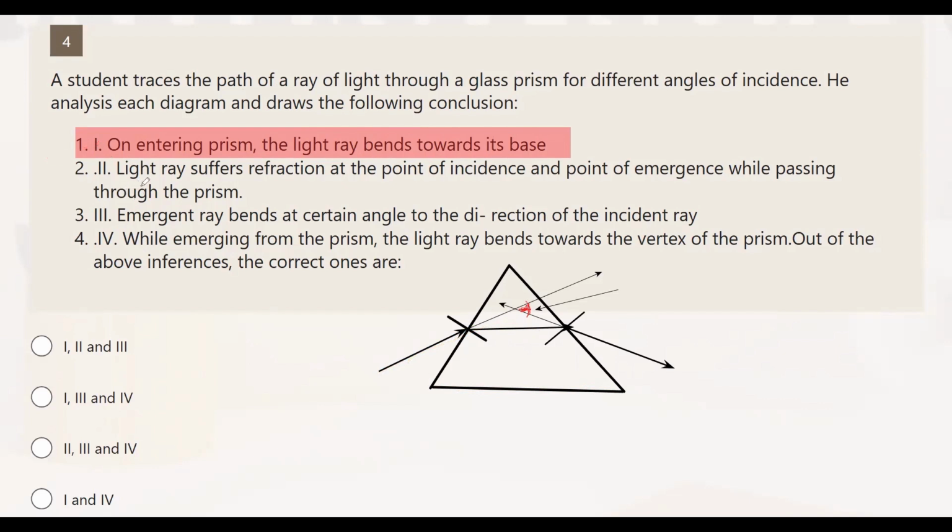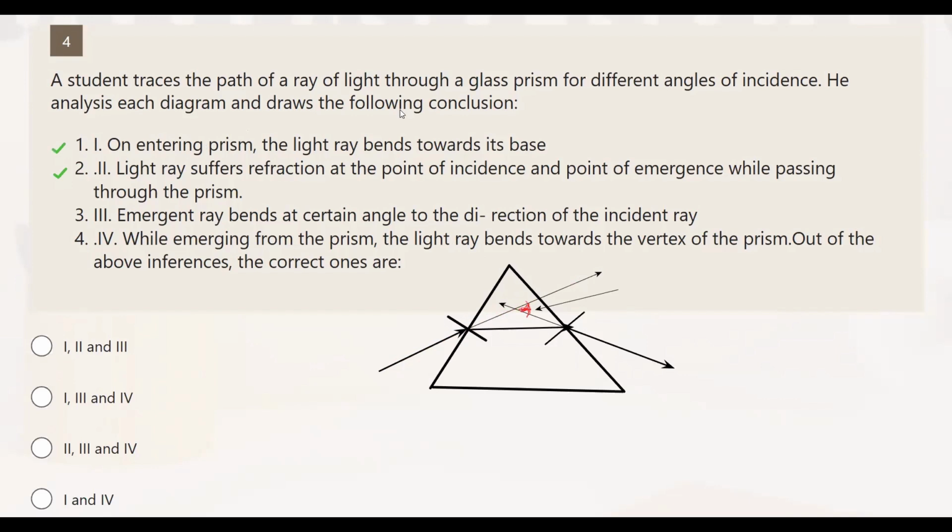The second option says the light ray suffers refraction at the point of incidence and at the point of emergence. That's very true. You know that as a ray of light passes through two mediums, when it changes the medium, it changes its direction. Very clear from here that refraction is taking place at this point and at this point. Because here the path of light is changing. Had the ray gone in this direction, we'd say no refraction is taking place. So these two are correct.